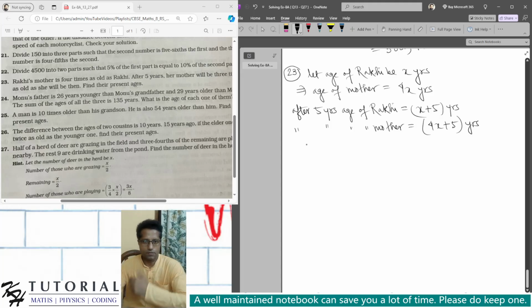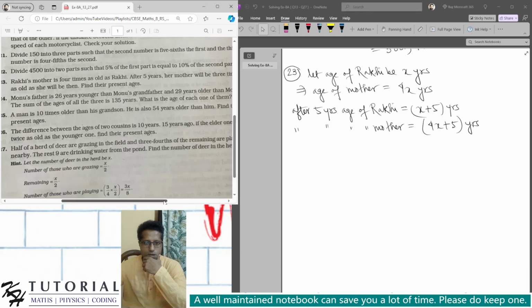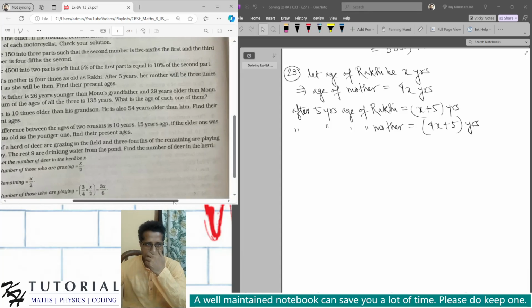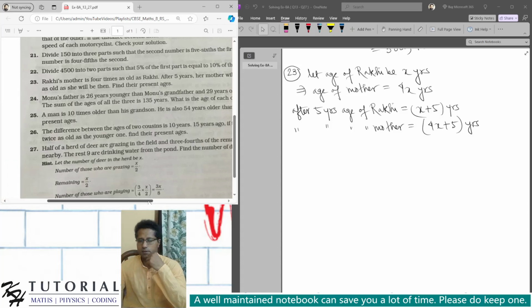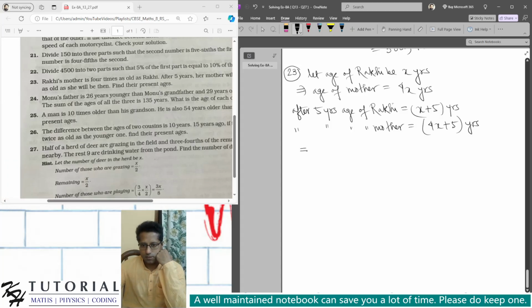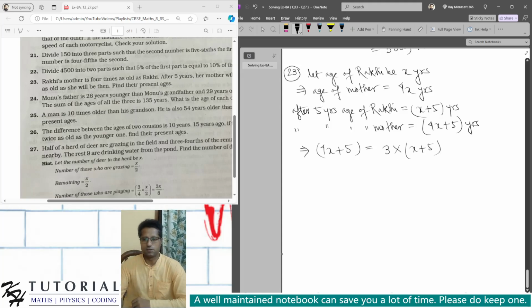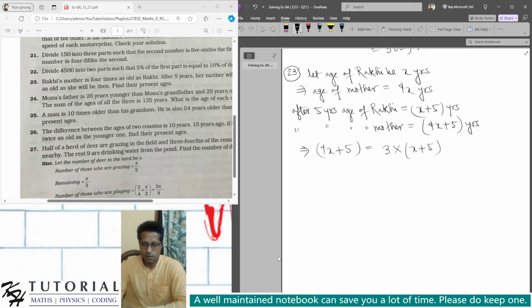Now it is given that after 5 years, her mother will be 3 times as old as she will be then. So this implies after 5 years, mother's age is 4x plus 5, and this should be 3 times the age of Rakhi after 5 years, that is x plus 5. So this is the equation we have formed in x, and we have to solve for x.